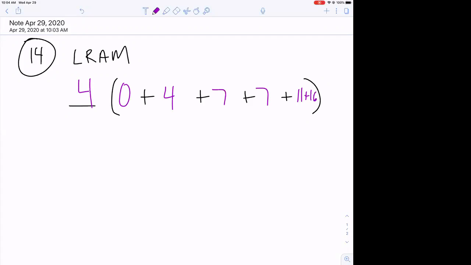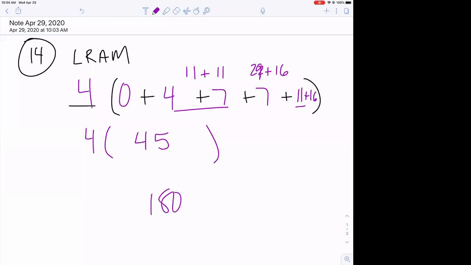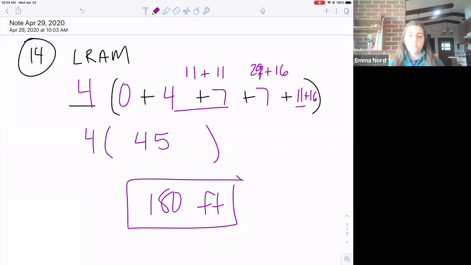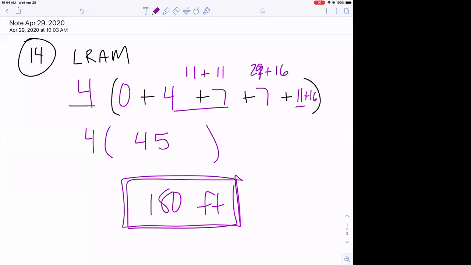So then it's 4 times whatever that is. 11 is this, and there's another 11. That's going to be 22, 29 with the 7 plus 16, 39, 45, 180. Is that what you guys got? Yeah. Sweet. So that one's pretty easy, which is nice.